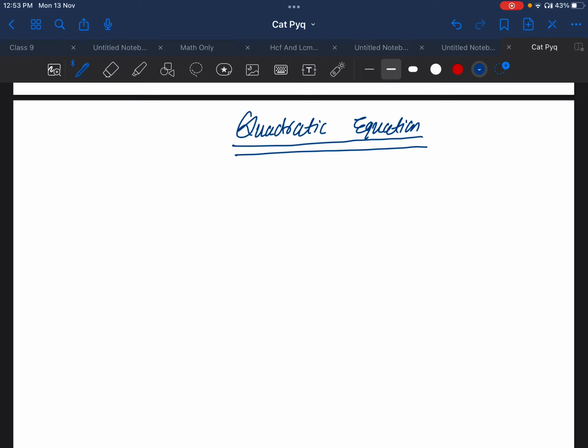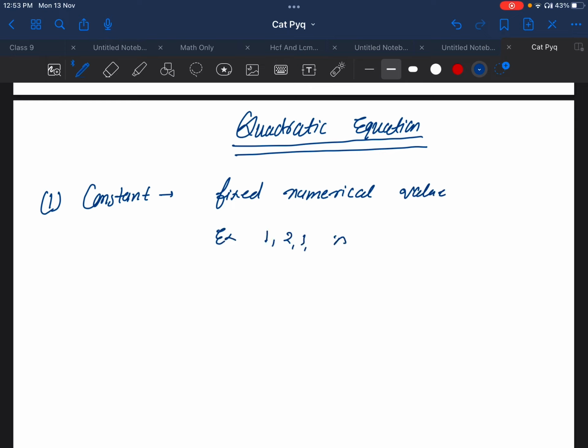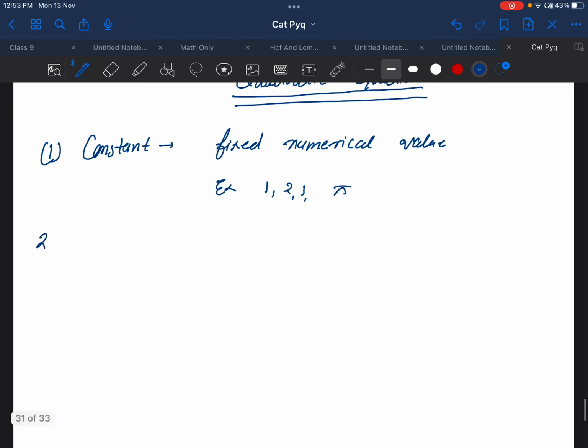Today our topic is quadratic equation. Before we start quadratic equation, we have to know about some basic definitions. The first is constant. What is a constant? They have fixed numerical values. For example, 1, 2, 3, pi. These are constants. The second is variable.